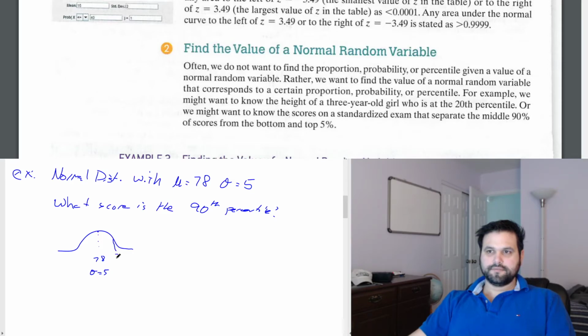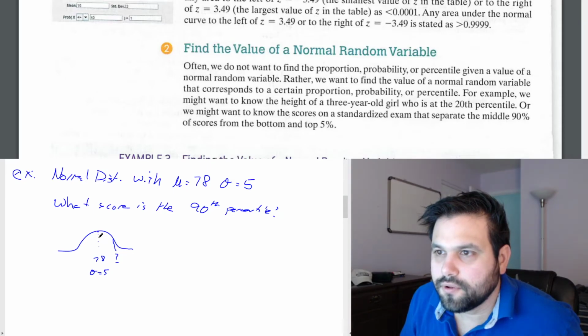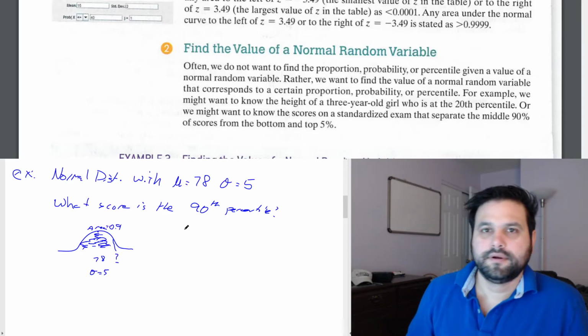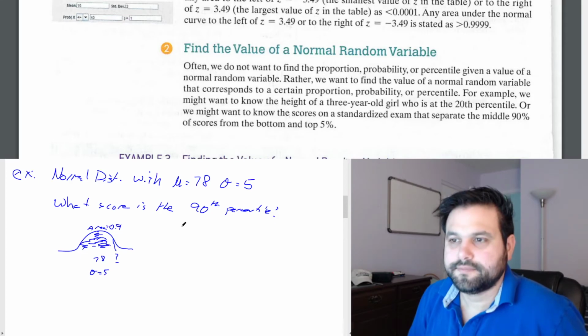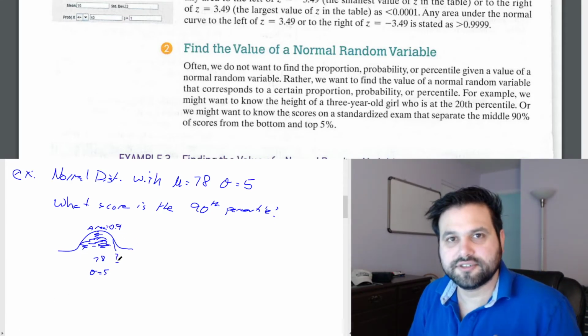this value, where this whole area, right, this whole shaded area is 0.9, right, because that's the 90th percentile. So now I'm actually given the area and I'm trying to find a score.